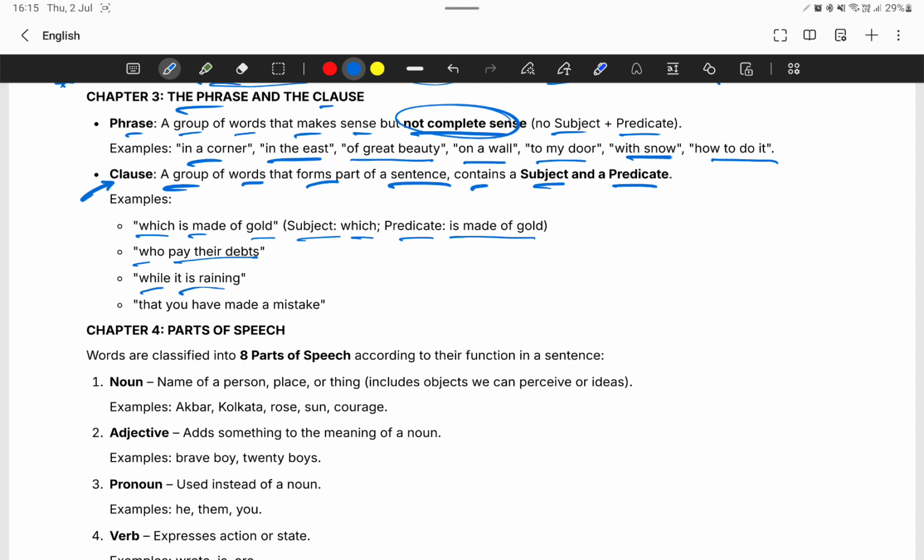While it is raining. Okay, this is doubtful. We have to understand what is the subject here and what is the predicate here. Like, you have made a mistake. Again we have the same, that you, both two subjects kind of, that we have to figure out. So we'll watch it.